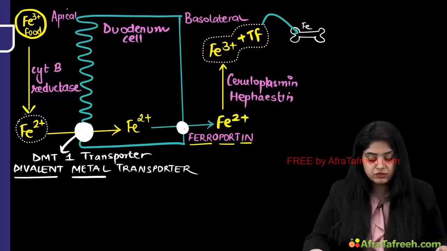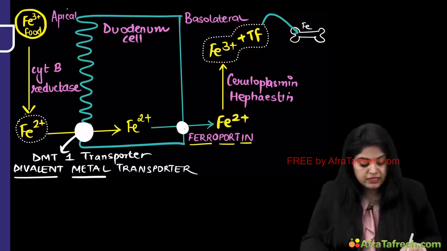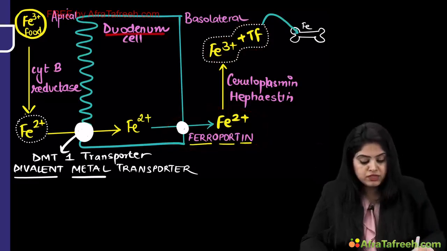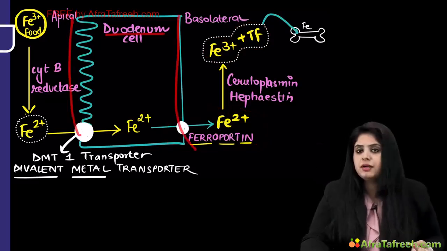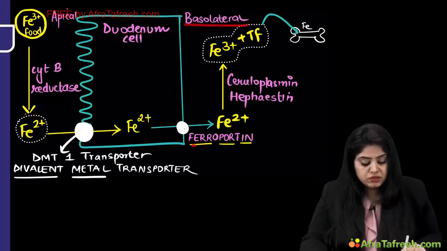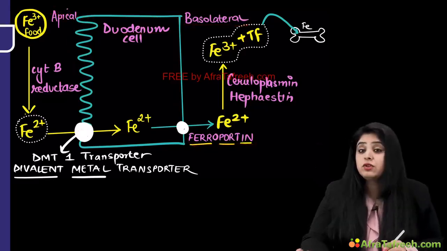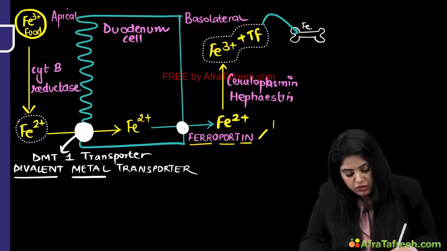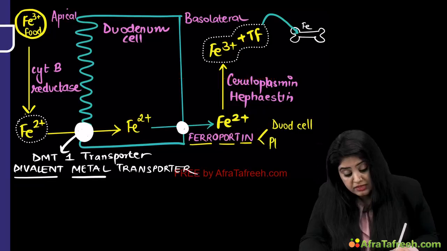Very good. This seems so nice. But do you know one more thing? This ferroportin, which was so nice, where did you see it? At which part of the duodenum? At the apical part or the basolateral part? Such a question will come. It is present on the basolateral part. Let me tell you, that's not the only place where it is present. Ferroportin is present not just in the duodenal cell. It is also present in the placenta because there also iron is needed.